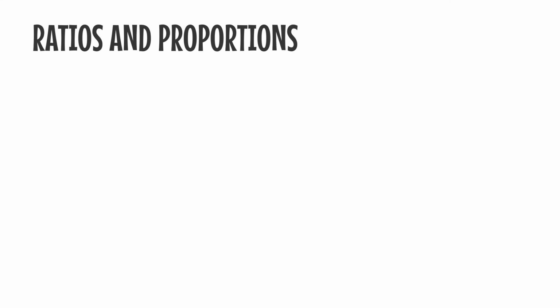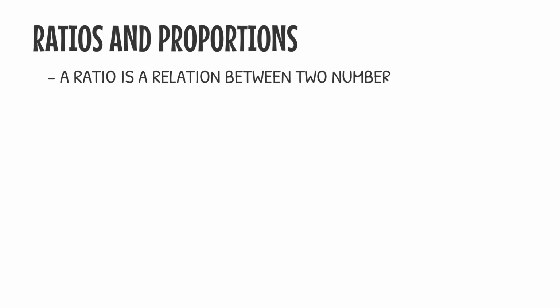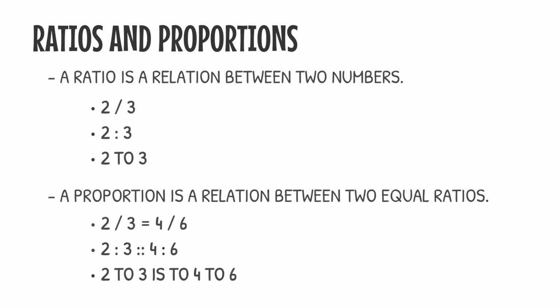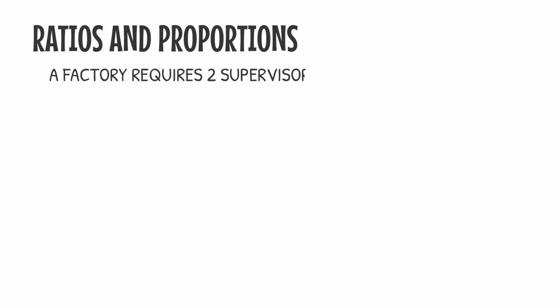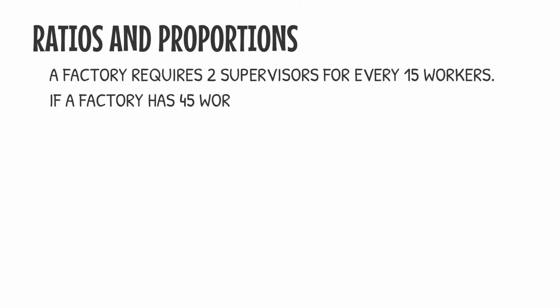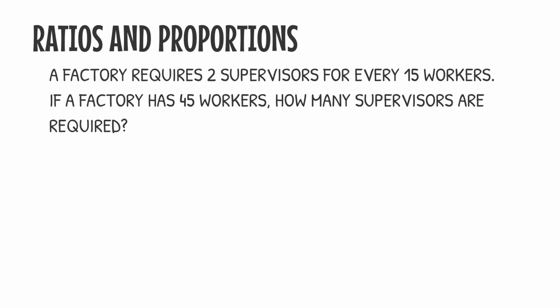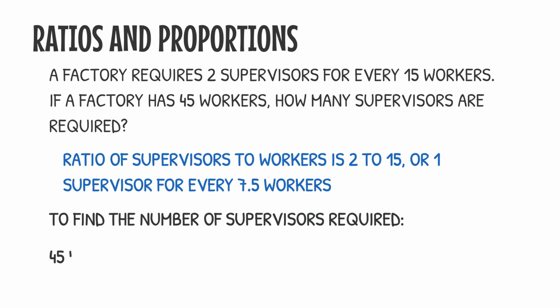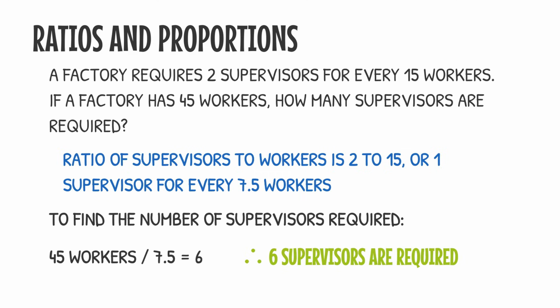Ratios and proportions. A ratio is a relation between two numbers. It can be expressed in one of 3 different ways shown here. A proportion is a relation between 2 equal ratios. Examples include the following. Example, a factory requires 2 supervisors for every 15 workers. If a factory has 45 workers, how many supervisors are required? We know that the ratio of supervisors to workers is 2 to 15, or 1 supervisor for every 7.5 workers. To find the number of supervisors required, we can divide 45 workers by 7.5 to get 6. Therefore, 6 supervisors are required.